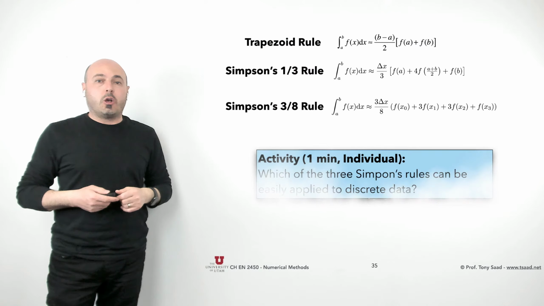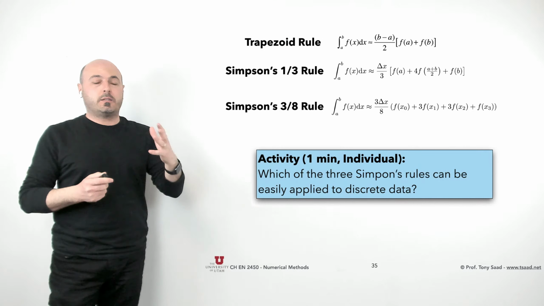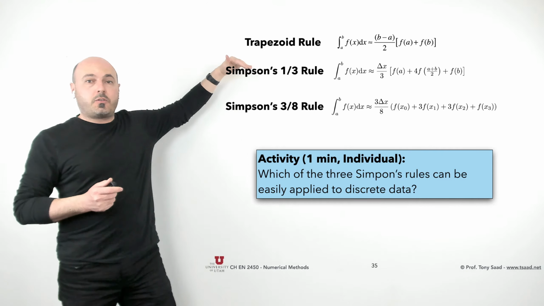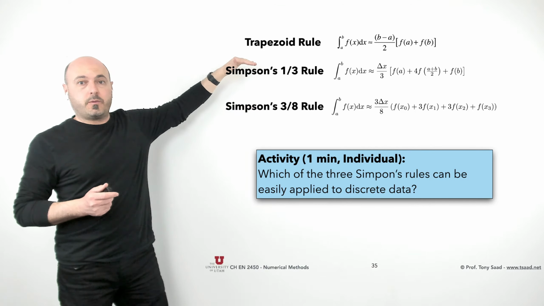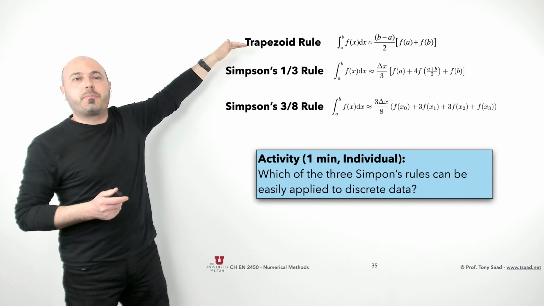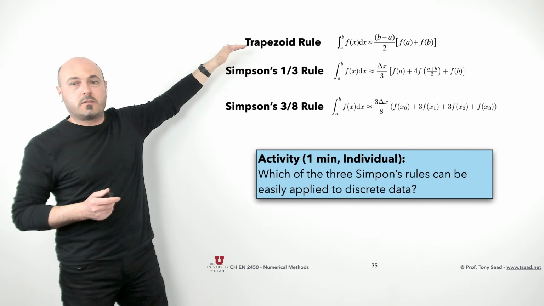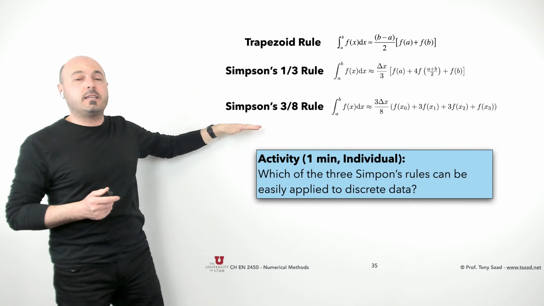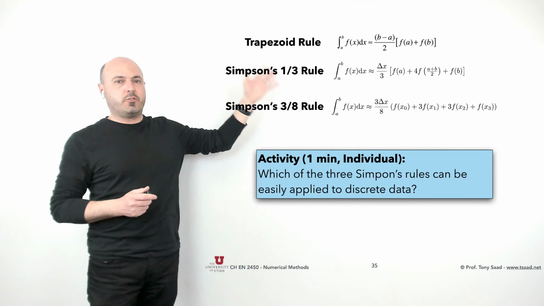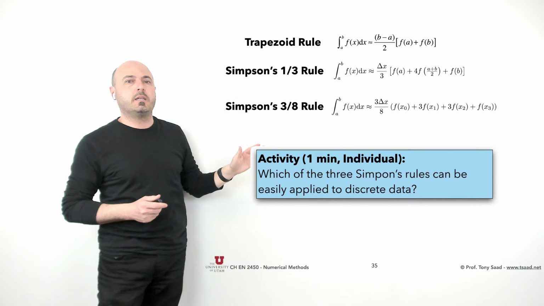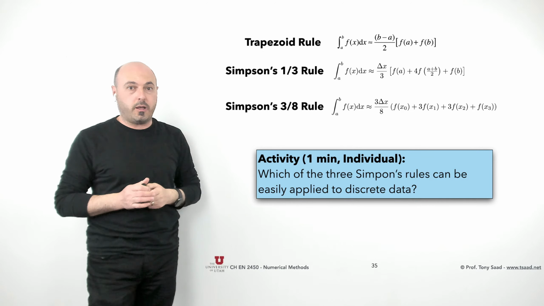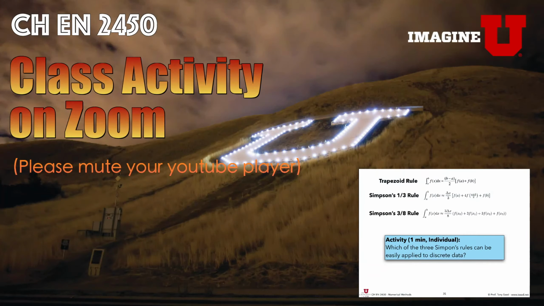Okay, so now we're going to switch back to Zoom and talk about this a little bit before we wrap up. Which of these three rules, okay, the trapezoid rule is also one of Simpson's rules, which one of these three rules is easily applicable to discrete data? For continuous functions, none of those are a big deal. But for discrete data, which one of those is easily applied? I'll see you on Zoom.